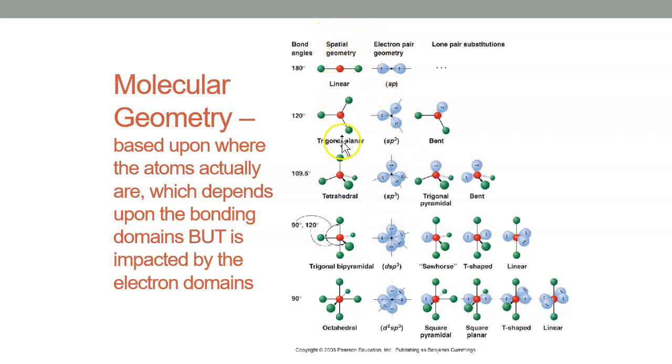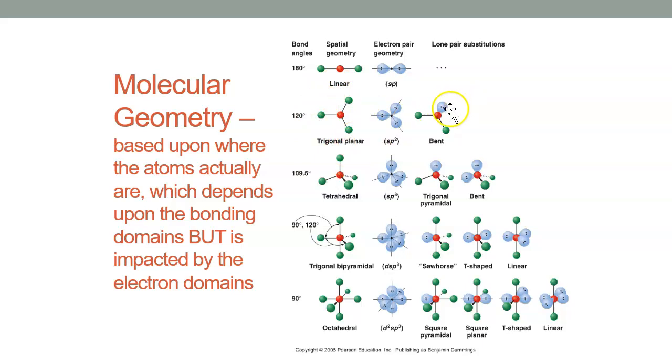So we have linear, trigonal planar, tetrahedral, bipyramidal, and octahedral. And this electron pair geometry is just showing you where all of the electrons would be in space. Whenever we have molecular geometry, sometimes it's the same as this spatial geometry. So if you have, in this trigonal planar, 3 atoms around the central one, just like this, well then the molecular geometry is also trigonal planar.